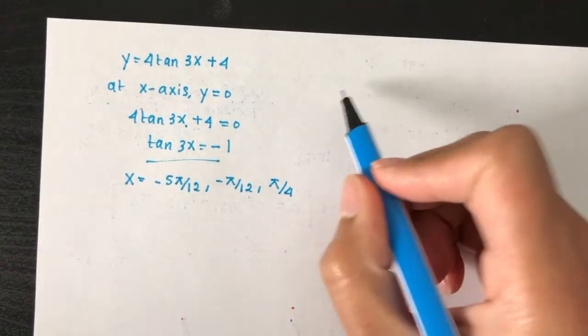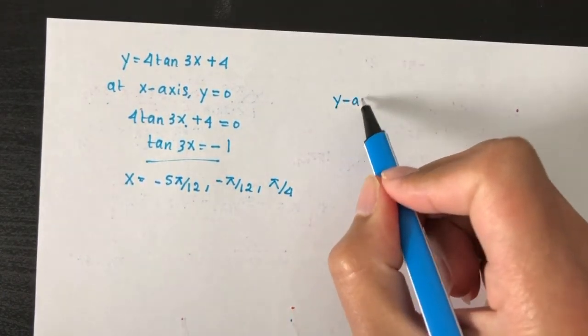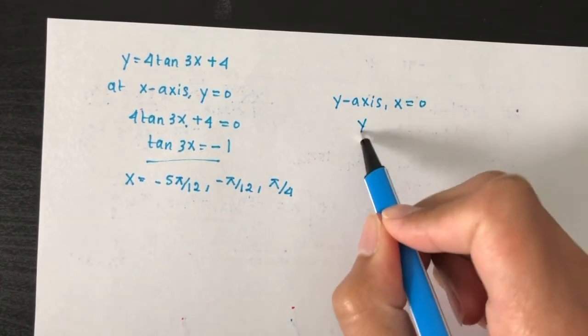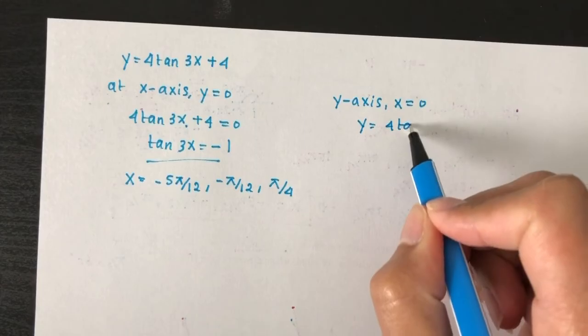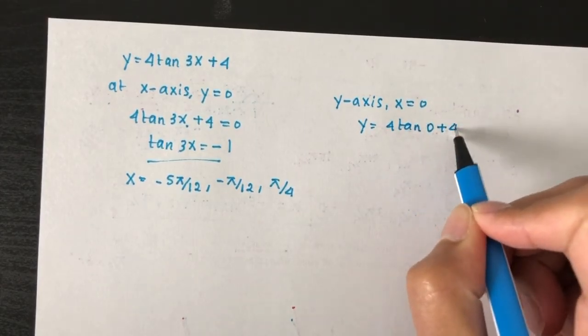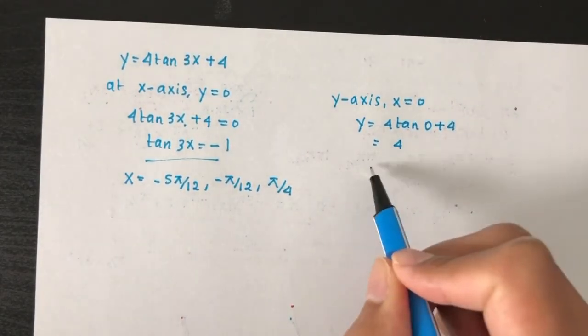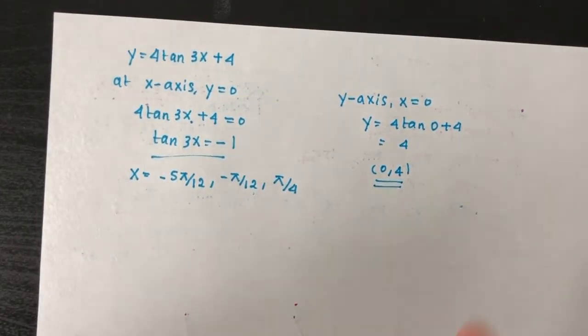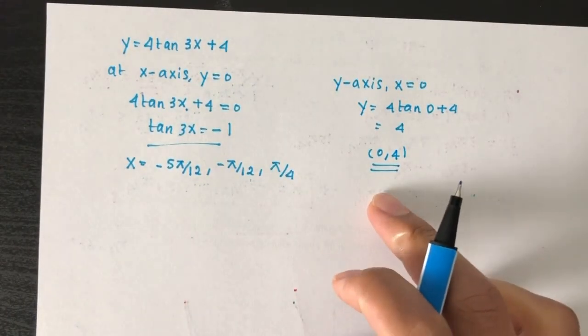Now the next one you have to find is at the y-axis. At the y-axis the value of x is 0. So y will be 4 tan of 0 plus 4. That will be 4. The point is (0, 4) where it cuts the y-axis.